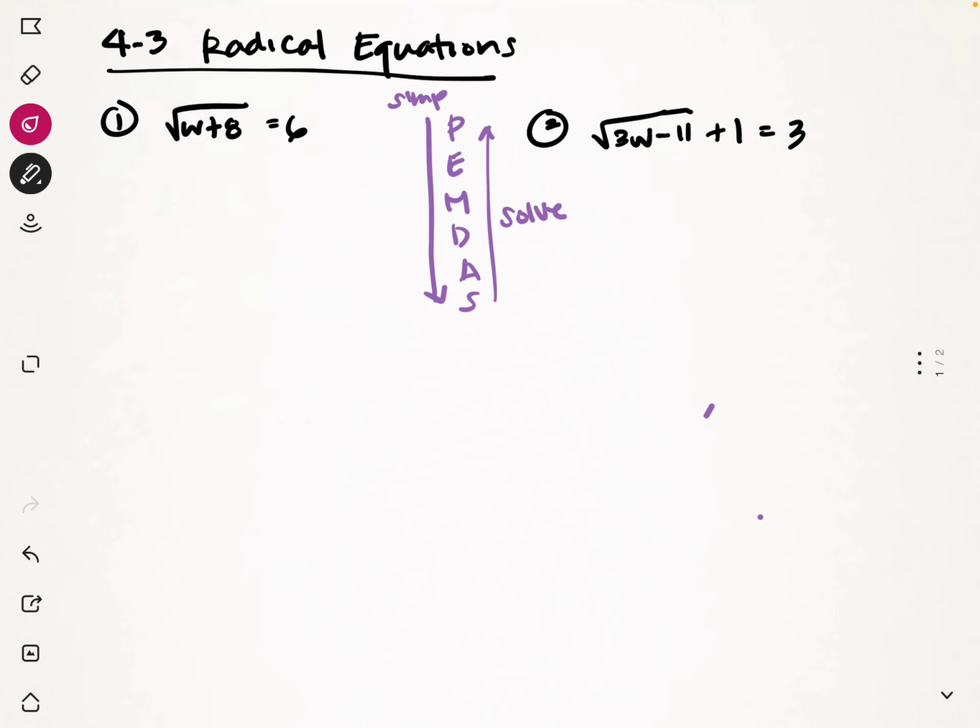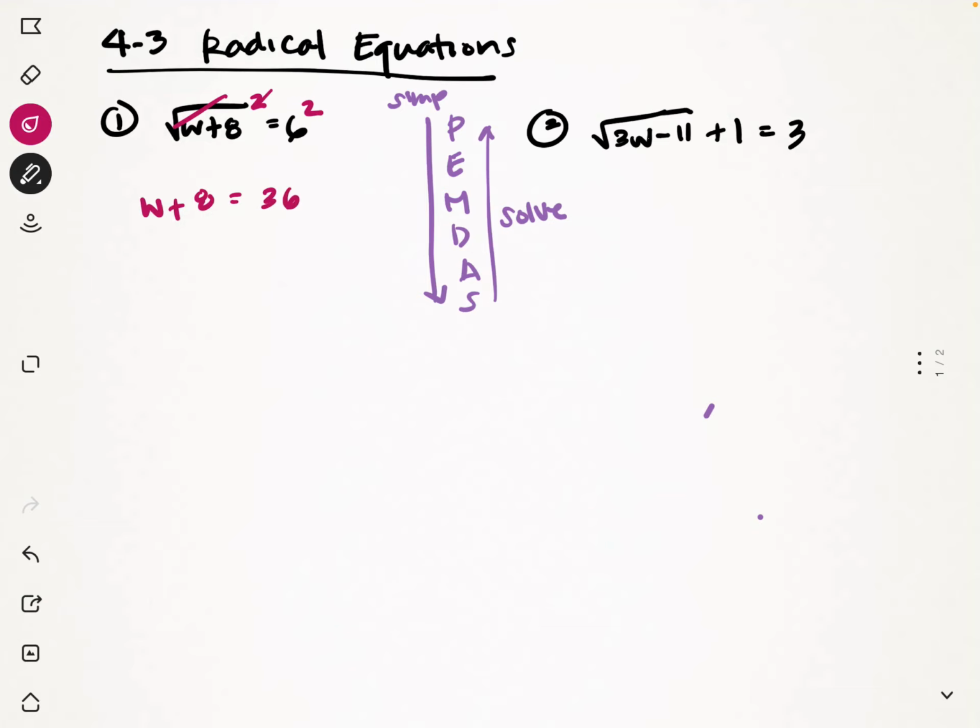So we start from the bottom. There's no subtraction or additions that we can get to. The only one that we have is the one inside of the radical, so we can't get to it yet. No multiplications and divisions, no exponents. So at this point, we can undo our square root by squaring both sides, which cancels the square root, right? So we have w plus 8 equals 6 squared, which is 36.